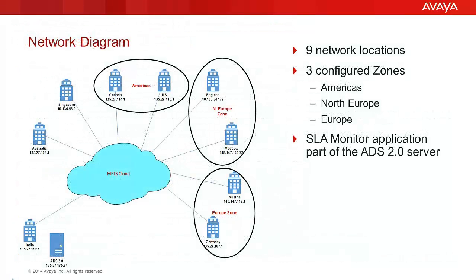As you can see here, we have a network diagram. It has 9 network locations, and we'll have 3 configured zones, and the SLA Monitor application will be a part of the ADS server shown in the bottom left corner.